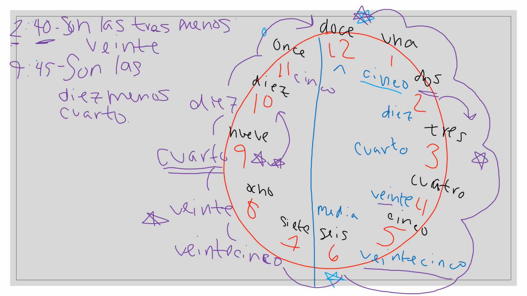Let's talk about what it will look like if you mess that up a little bit. Let's say that instead of saying son las 10 menos cuarto, you say son las 9 menos cuarto. I will write this in number form. If I see son las 9 menos cuarto, that's going to be 8:45 to me, because you're saying it's 9 o'clock minus 15 minutes, minus a quarter of the clock. So that would make it 8:45. If you have this 10 here, you're saying it's 10 o'clock minus 15 minutes, which would be 9:45.